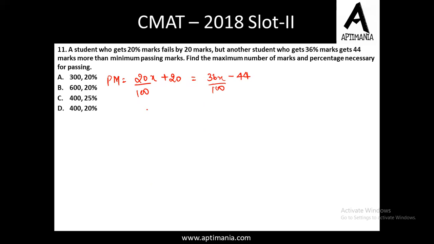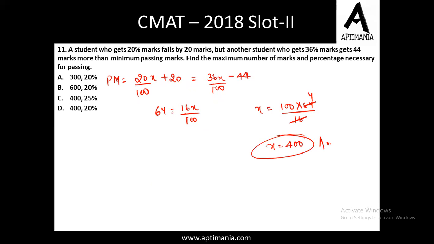So what I need to do is move all the constants to the one side. So this minus 44 plus 20 will give us 64, and this 36X upon 100 minus 20X upon 100 will give us 16X upon 100. From solving, I'll have X equal to 100 into 64 upon 16. On cancelling 16 into 64, 4 times, we'll receive X equal to 400, meaning the maximum marks of the exam were 400.